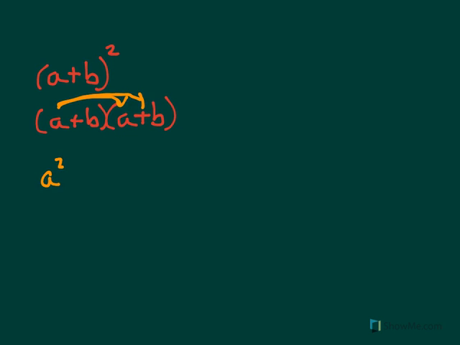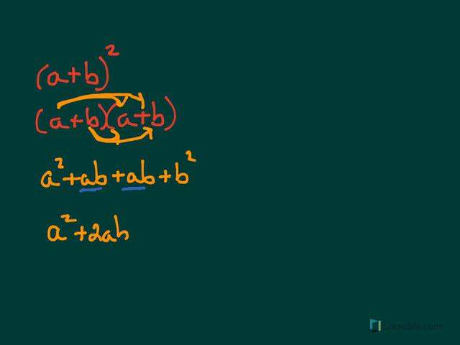We get a times b, which is positive ab. And then we get b times a, which is positive ab. And we get positive b times positive b, that's going to be positive b squared. And then notice the two middle terms are actually identical, so they double. So we're going to get a squared plus 2ab plus b squared.